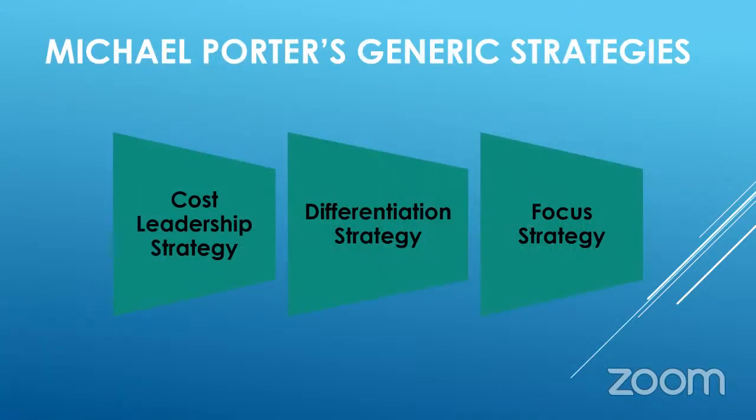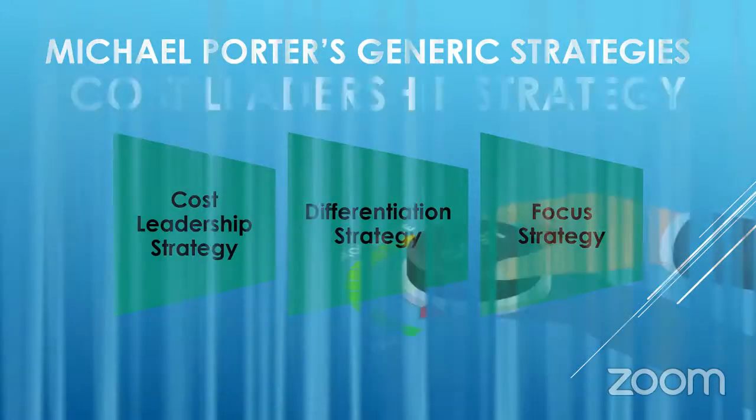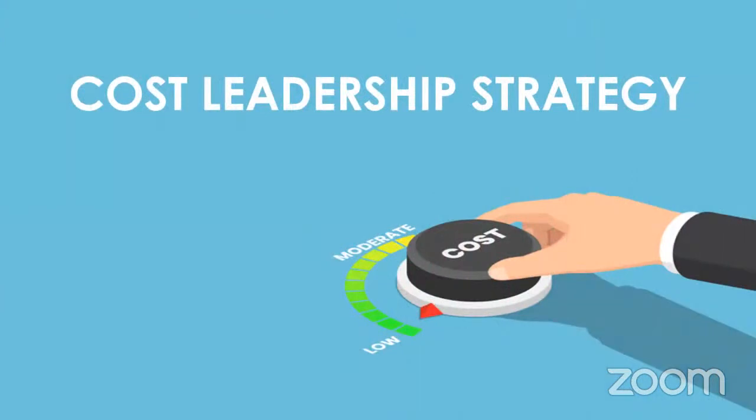As you can see on the screen, there are three strategies which Michael Porter stated. The first one is the cost leadership strategy, the second one is the differentiation strategy, and the third one is the focus strategy. The first one is cost leadership strategies.